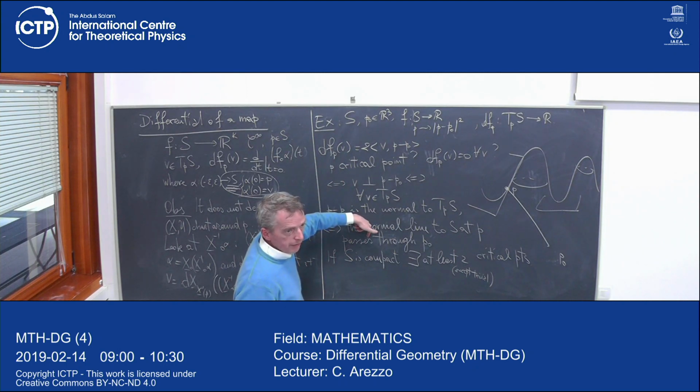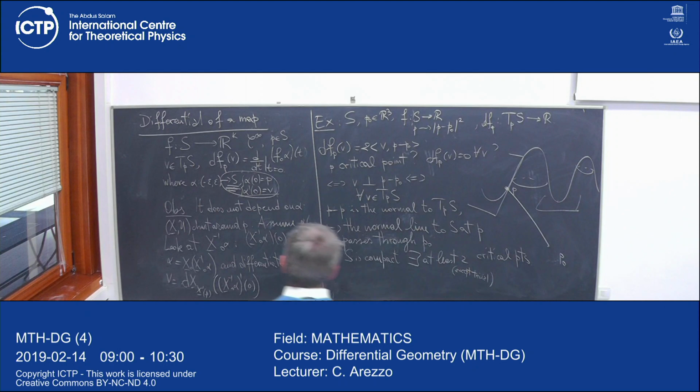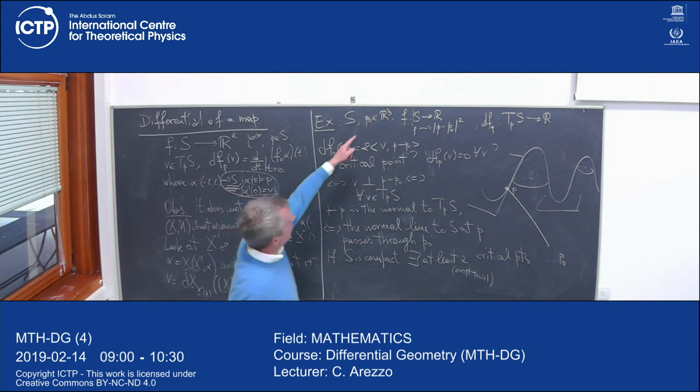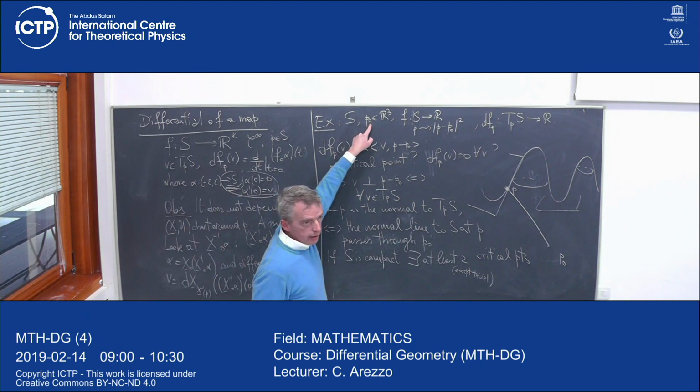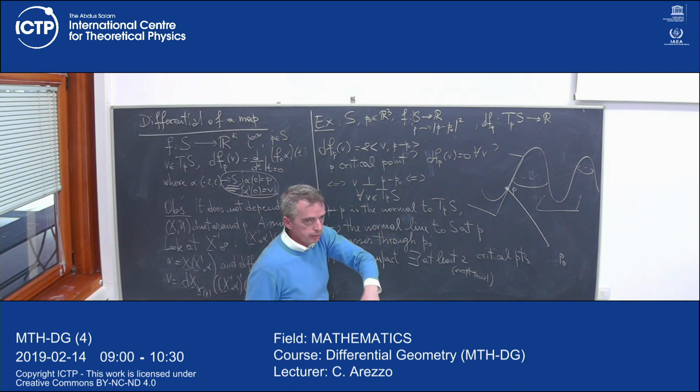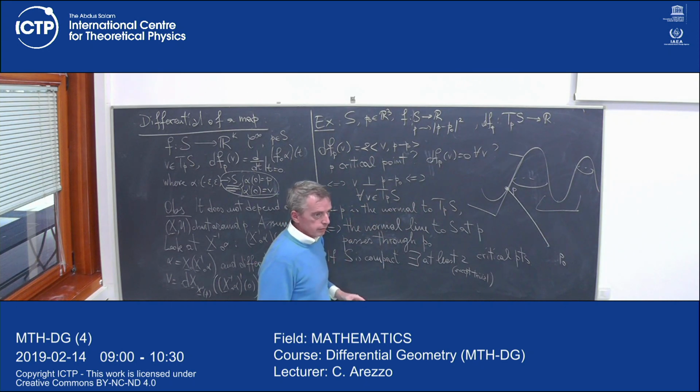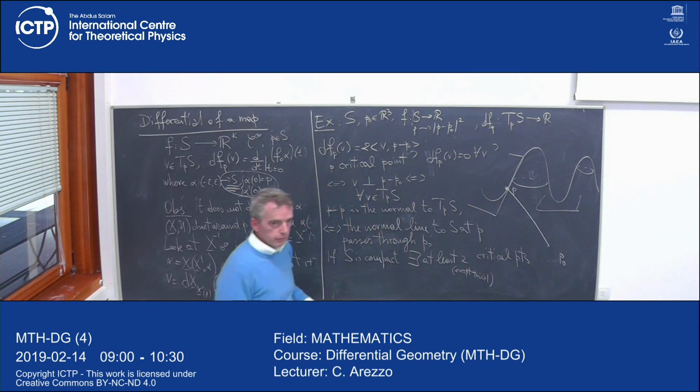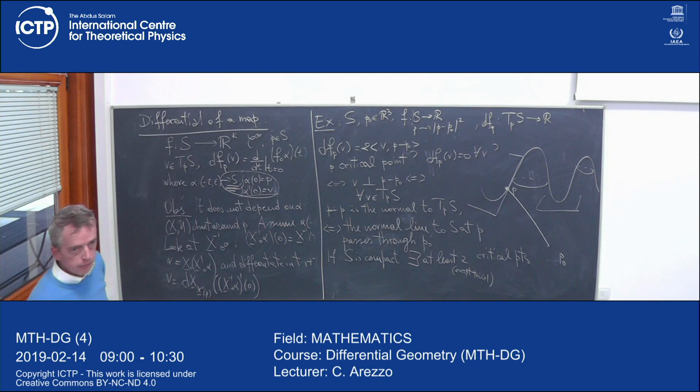Having a critical point means this. That's a bit funny, no? That's saying if you take a compact surface, through every point of R3, there are two normal lines of the surface passing through this point. It's a bit curious, no?